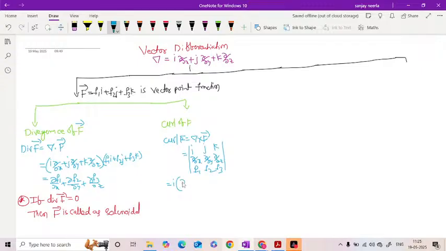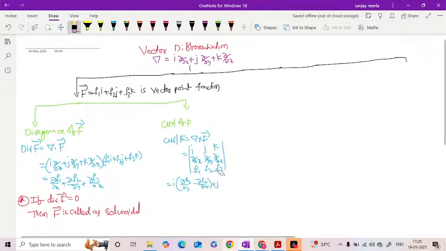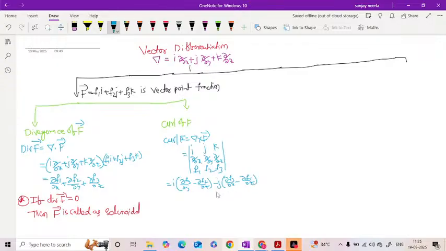i into dou f3 by dou y minus dou f2 by dou z, minus j into dou f3 by dou x minus dou f1 by dou z, plus k into dou f2 by dou x minus dou f1 by dou y.